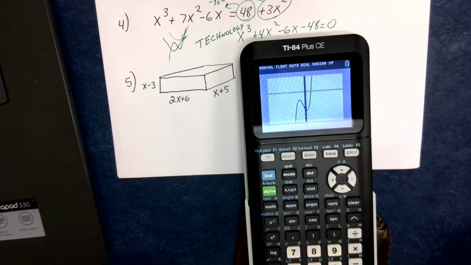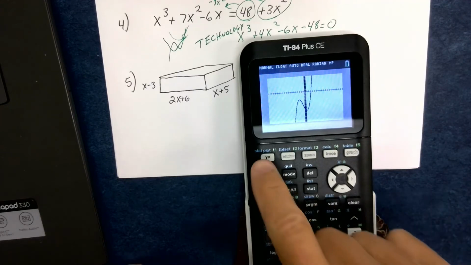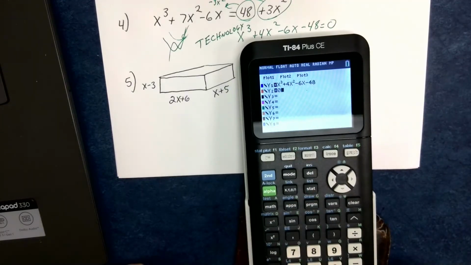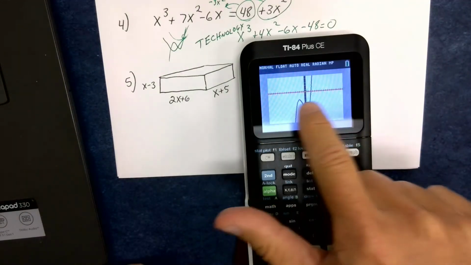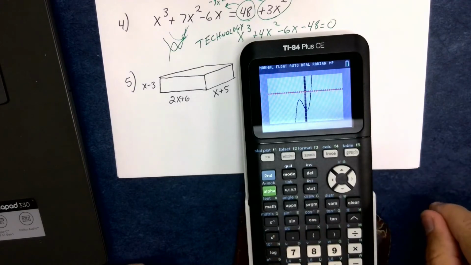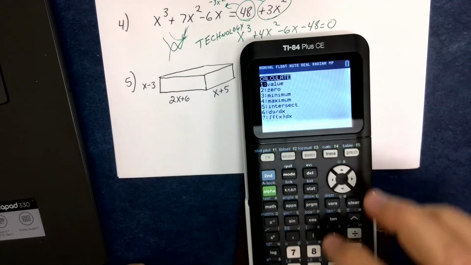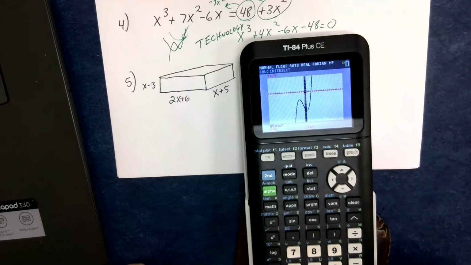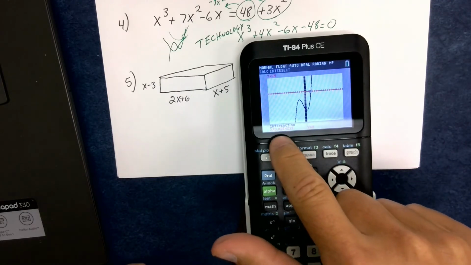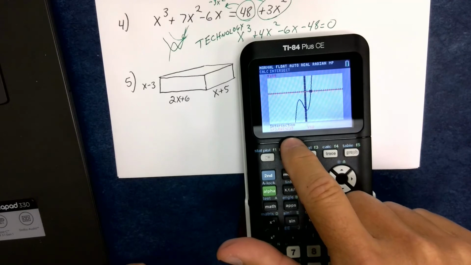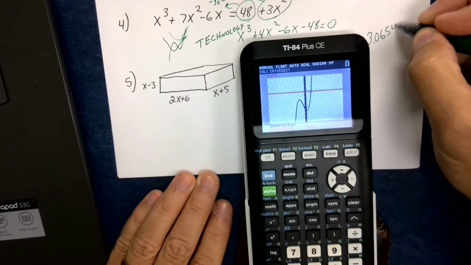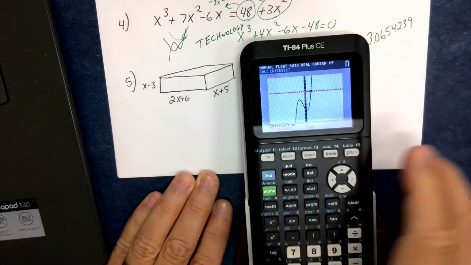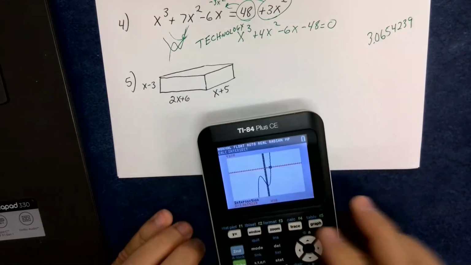And we've talked about this in this class, many different ways for us to be able to find that. I think the easiest way is just to go y equals 0 in one of my other lines and hit graph. And now you can see I want to see where the blue crosses the red. Second trace, number 5 intersection, enter, enter, enter. And it tells me that my x value is 3.0654239.